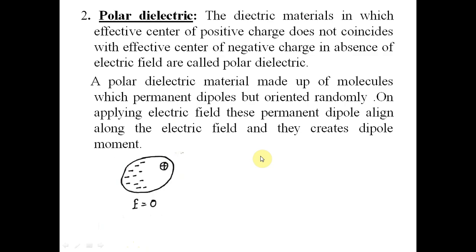Now let us see the polar dielectrics. Polar dielectrics are not symmetrical in shape. The dielectric in which the effective center of the positive charge does not coincide with that of the negative charge in the absence of an electric field is called a polar dielectric. Polar dielectric materials are made up of molecules having permanent dipoles, but oriented randomly. On applying an electric field, these dipoles align with the electric field and they create a dipole moment.